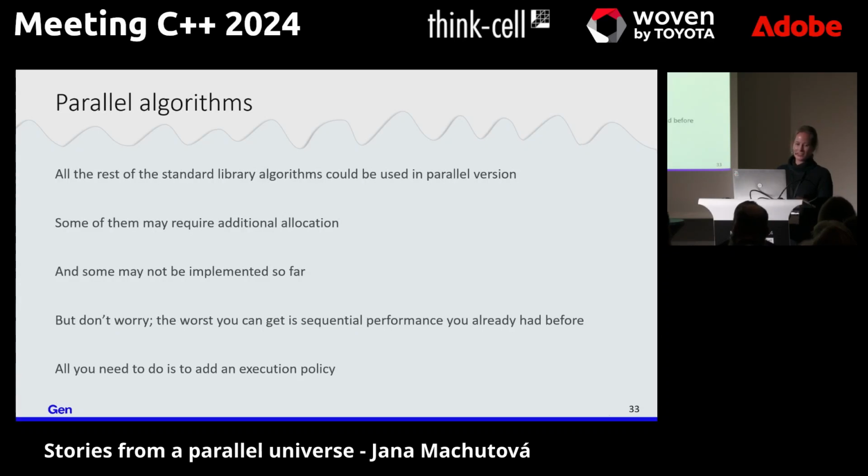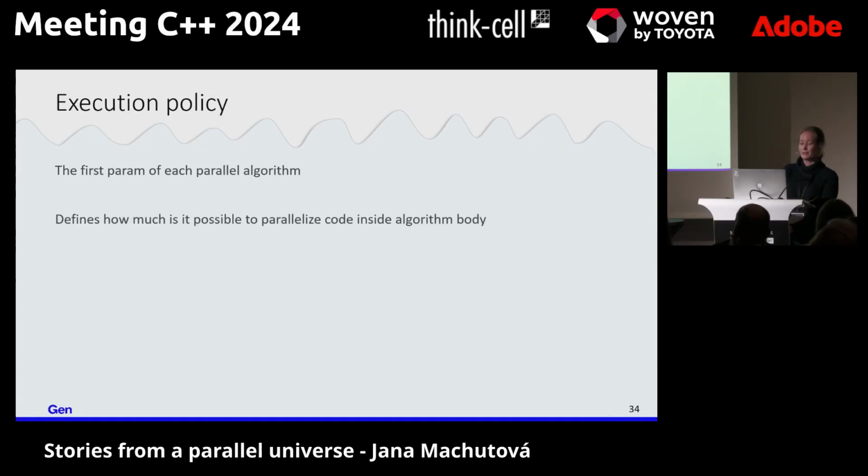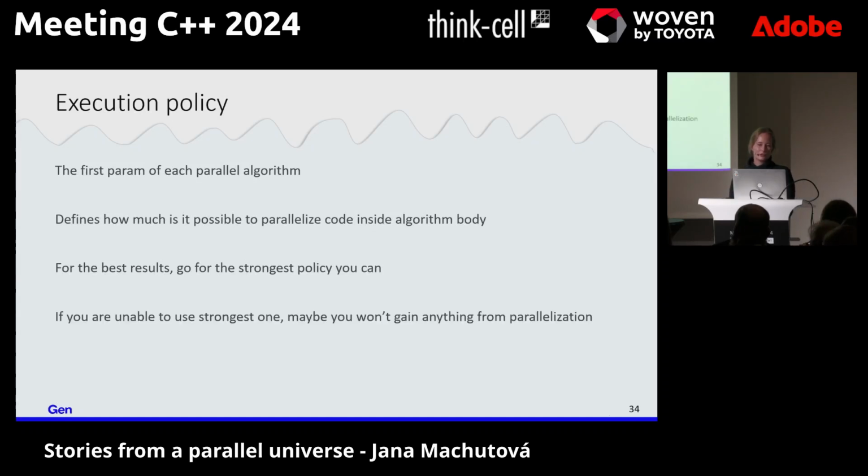And I think it's already time to talk about execution policy, because I mentioned it so many times and haven't told what it is. It's the first parameter of each parallel algorithm, and it defines how much it is possible to parallelize the code inside the algorithm body. And for the best result, you should go with the strongest one, because if you are not able to go with the strongest one, that indicates that you need some synchronization, some control over the flow, and maybe it won't perform better. So the first rule of all those optimizations is always measure before and after, every time.